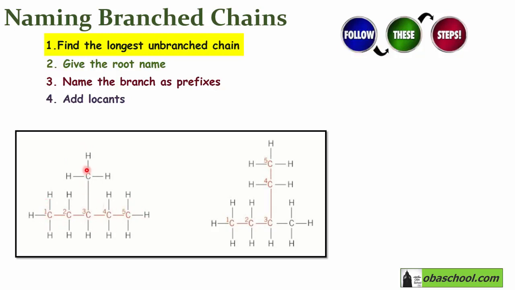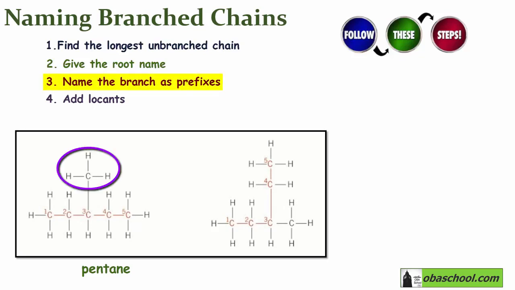If we count it in this way, 1, 2, 3, and 4. So we have 4 carbon atoms, and thus this one over here is the longest chain. So we have 5 carbon atoms in the longest unbranched chain. So the root name will be pentane because we have 5 carbon atoms and it is an alkane. Then we have to find the branch, which is this one, and we will add the name as a prefix. Because we have 1 carbon atom in the side chain, it will be called methyl.